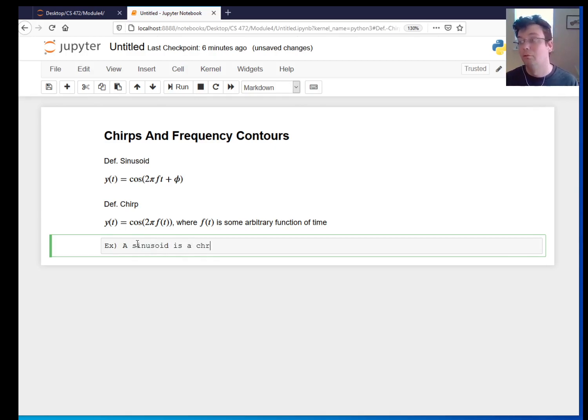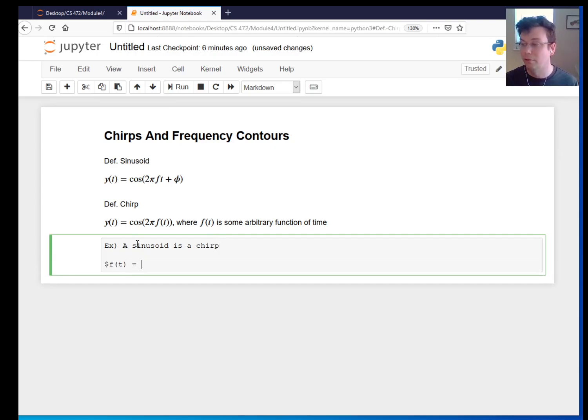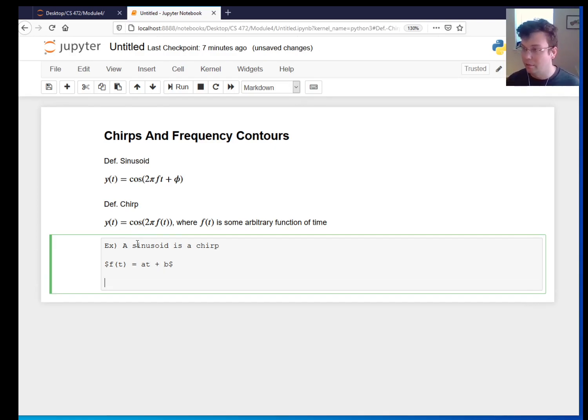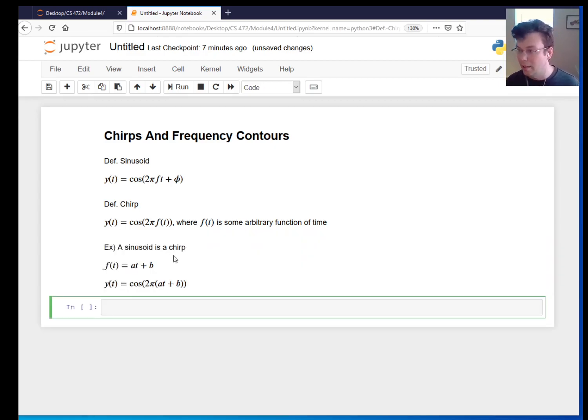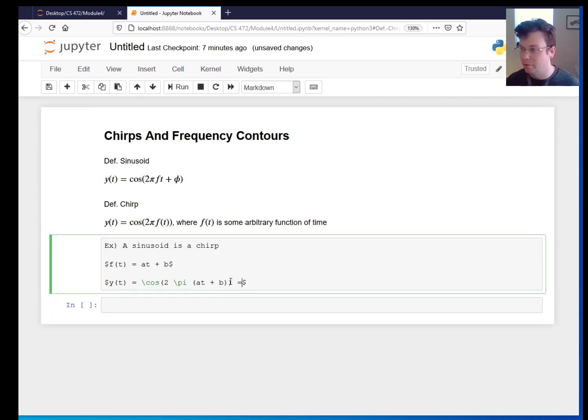Why? Well, because I can construct a function f of t, which is at plus b. So if I choose any line, at plus b, then what I'll find, if I plug this into the definition of a chirp, is that y of t is equal to cosine 2 pi times the quantity at plus b. And if I expand this, that's actually equal to the cosine of 2 pi at plus 2 pi b.